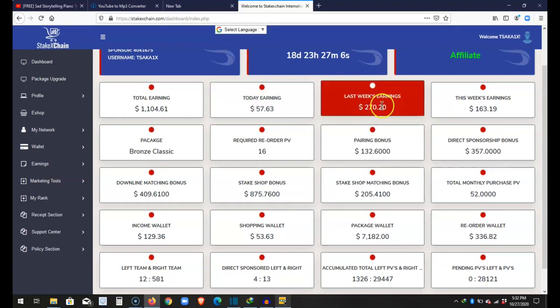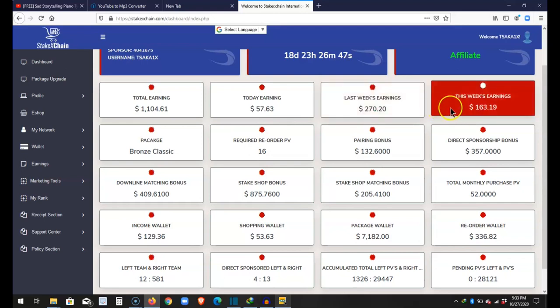Now we have what we call last week earnings. This figure shows you how much you earned from the previous week. And from my experience, I believe that the StakeXchain week starts from Sunday. That is what I believe. And then we also have this week's earnings. This week's earnings shows how much cash you've earned during this week. That's the new week that has started.